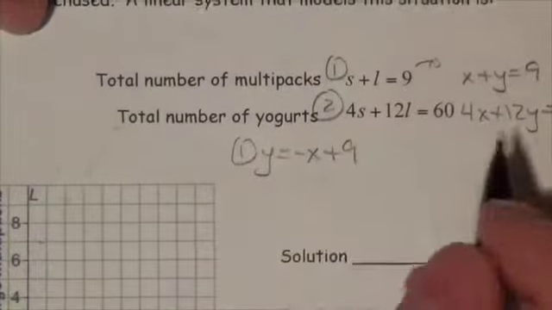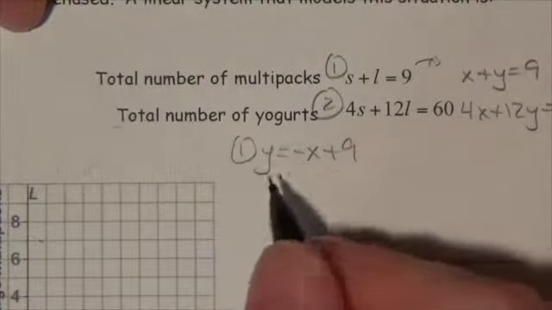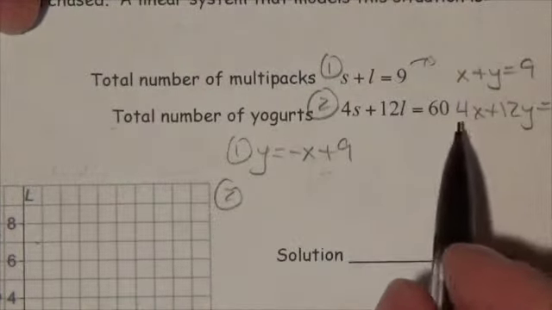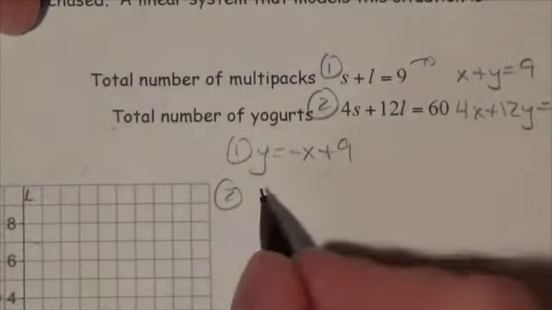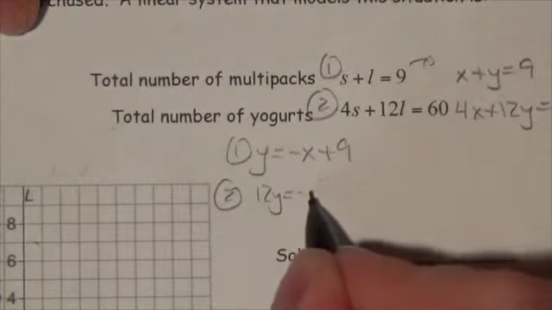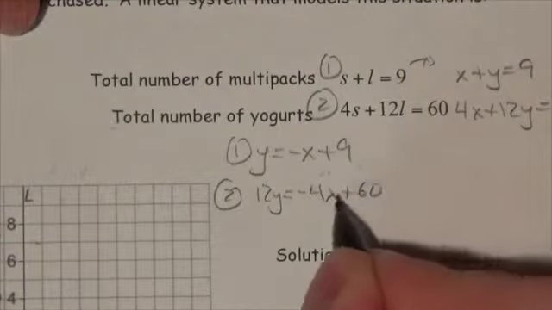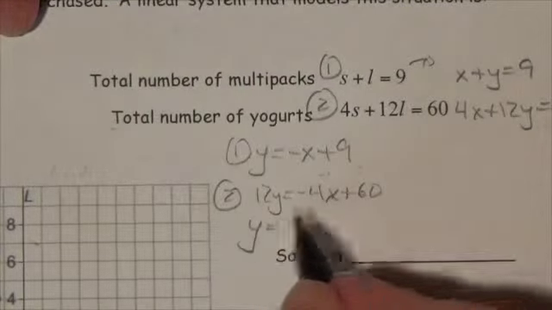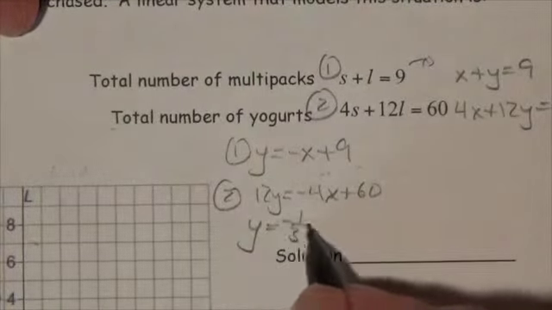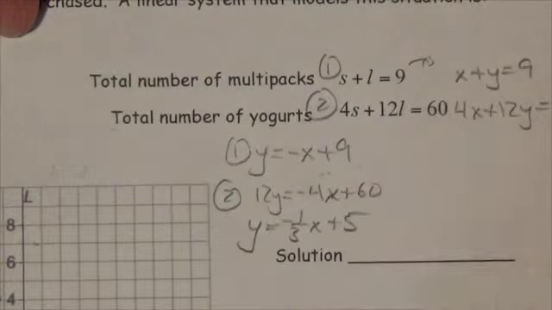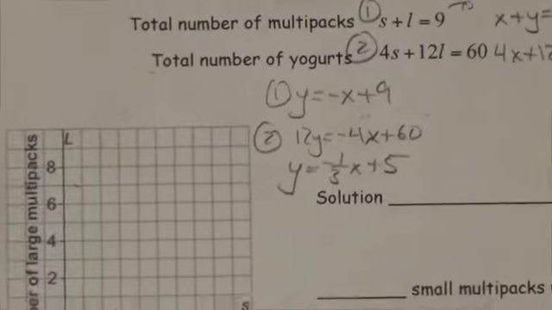Okay, so just so I can graph it, and I'll fix that in a bit here. Equation 2, I got to bring that over first, so 12y is equal to negative 4x plus 60. And when you divide here, y is going to equal negative 1/3 x plus 5. Okay, so now I can graph this here.